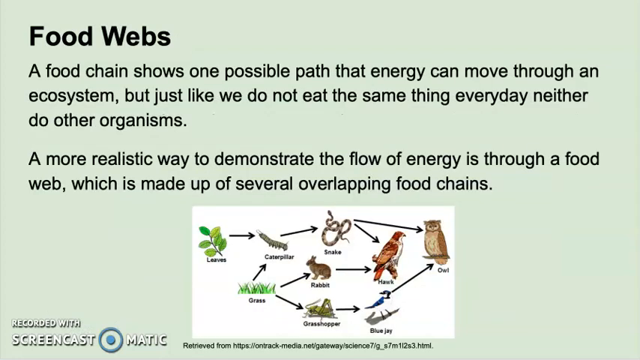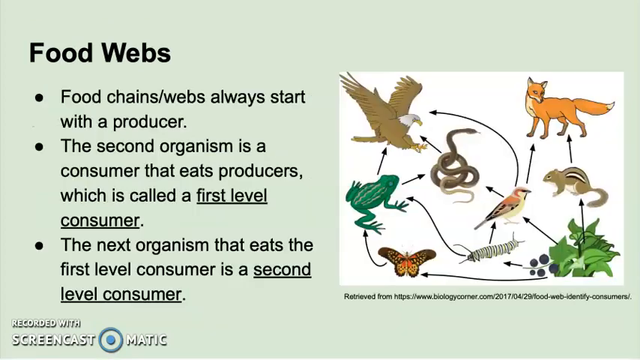A food chain shows one possible path where energy can move through an ecosystem, but just like we don't eat the exact same thing every day, neither do many other organisms. A more realistic way to show this flow of energy is through a food web, which is several overlapping food chains. A food chain and web always starts with a producer, and then from there, you build to the different levels of consumers.